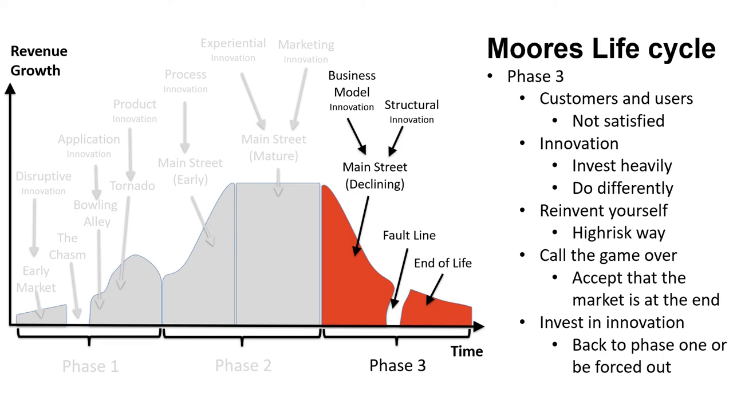The alternative is for executives to call the game over, accept that the market is at the end of its life, and allow the company to be bought by investors who plan to focus on distributing rather than reinvesting the remaining free cash flow. In short, invest in innovation and take your chance of getting back to phase 1 or being forced out by others.